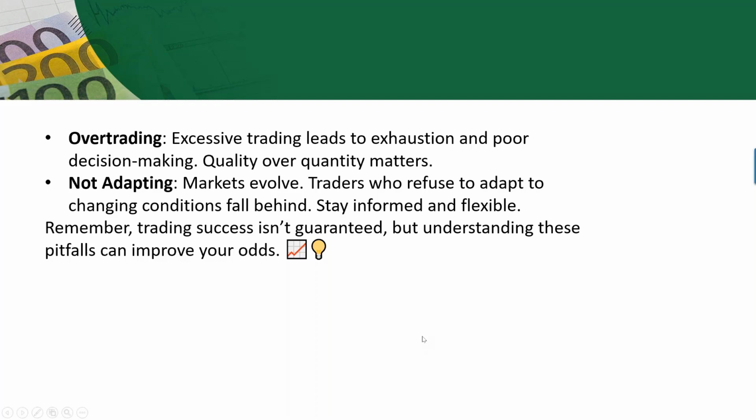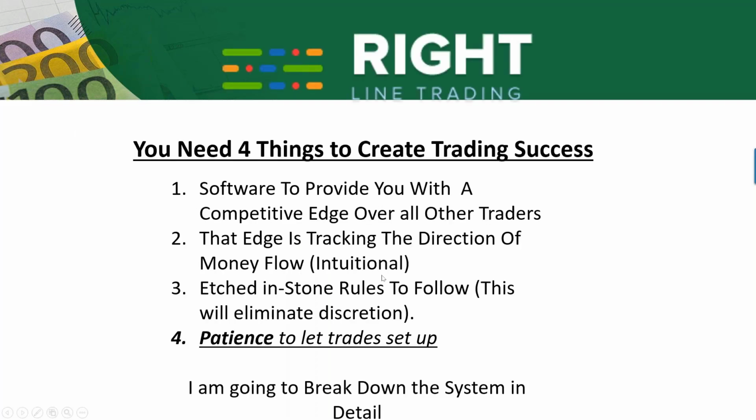Overtrading, we've all done this, right? It leads to excessive exhaustion and poor decision making because all you're doing is trying to find the direction of the market and get on it. And when the markets are choppy, you don't have any. And not adapting: markets evolve. Traders who refuse to adapt to changing conditions fall behind. So stay informed, stay flexible, and remember one thing: trading success isn't guaranteed, but understanding these pitfalls can improve your odds.